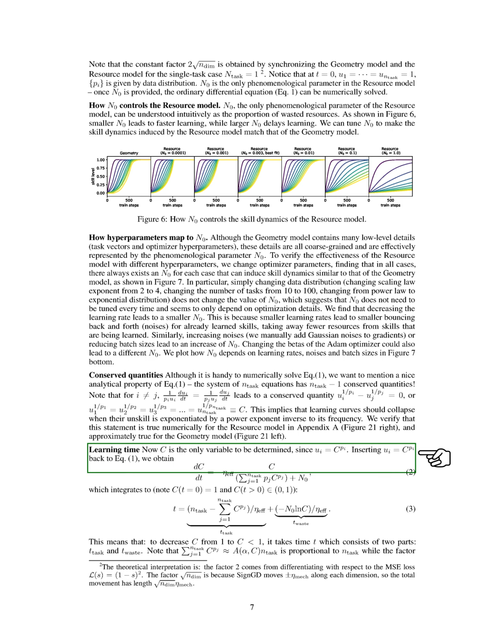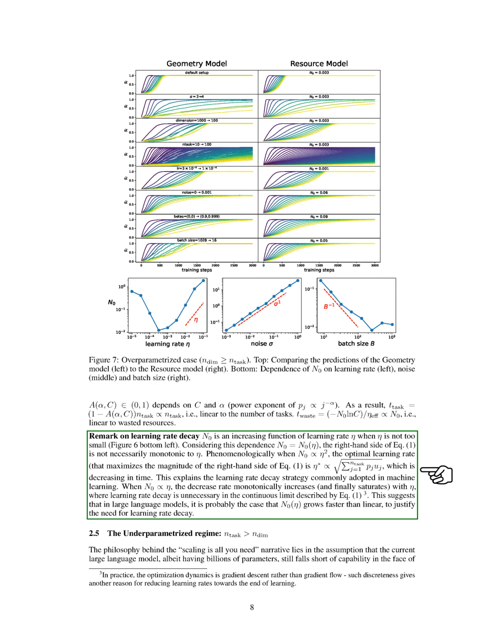Lastly, we note that N0 increases with the learning rate, provided the learning rate is not too small. This relationship suggests that the optimal learning rate, which maximizes the effectiveness of our equations, decreases over time. This observation supports the common practice of learning rate decay in machine learning. In large language models, it appears that N0 grows faster than linearly, reinforcing the need for learning rate adjustments.